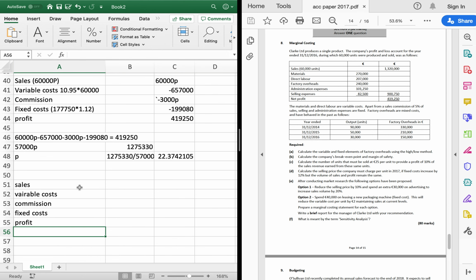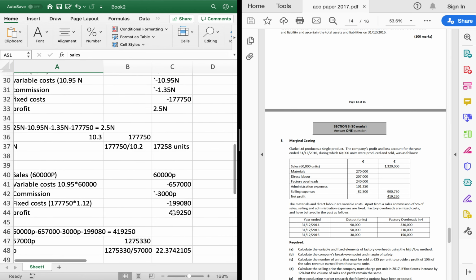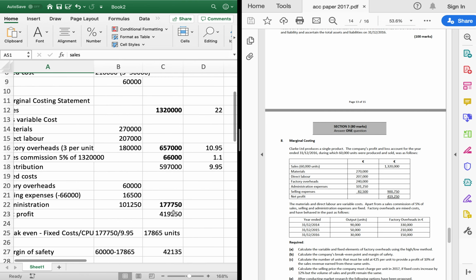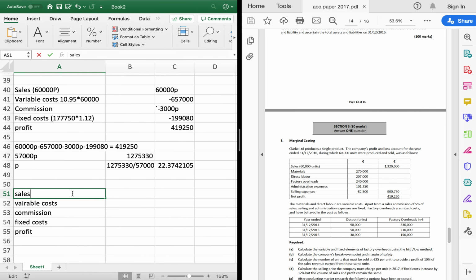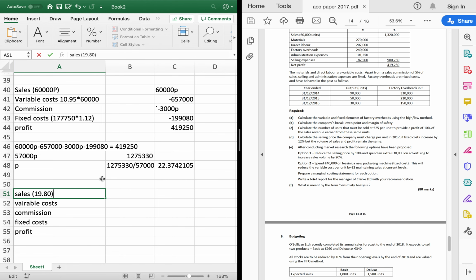So option one is reduce the selling price by 10%. So at the moment the selling price is 22. So we bring it down by 2.20. So it goes down to 19.80. So selling price is that. What's happening to the units? So the volume is increasing by 20%. So at the moment it's 60,000, so 60,000 plus 20% is 72,000. So 20% of 60,000 being 12,000. So it's going to be 72,000 units. So 19.80 by 72,000 units.